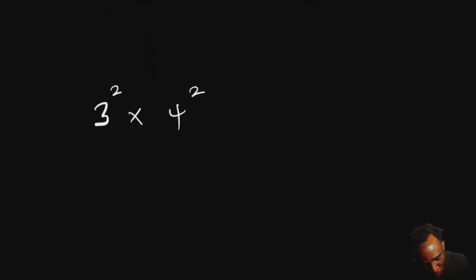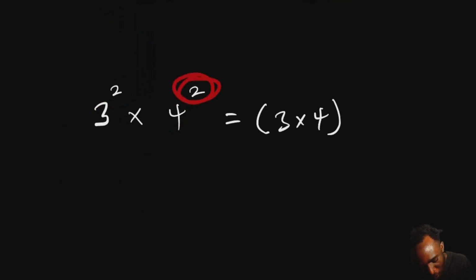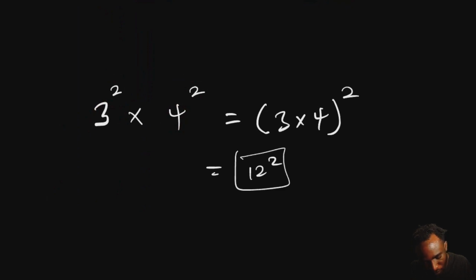So we have over here similar indices, and over here we have different bases. Let's solve this real quick. It's going to be, you guessed right, 3 times 4, and then we write the common index, which is 2 in this case. So our answer is going to be 3 times 4 raised to the power 2, which is 12 raised to the power 2. So this is our final answer.